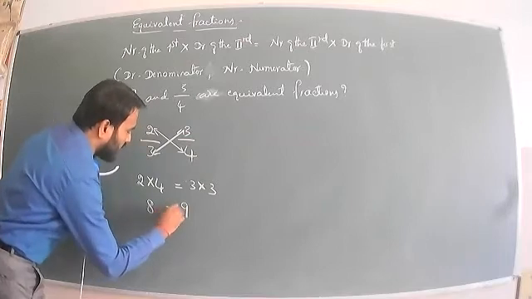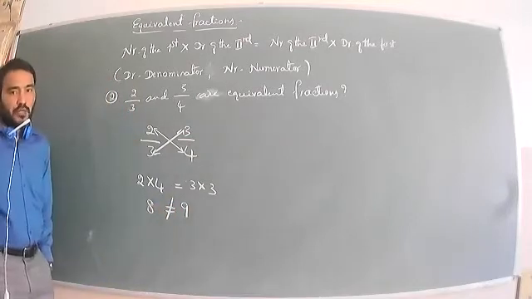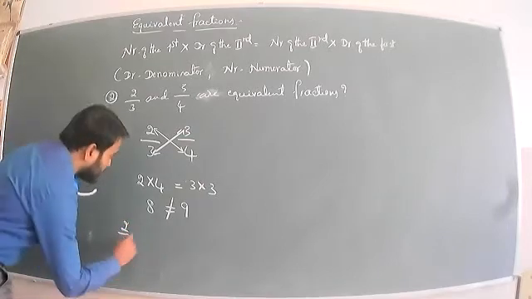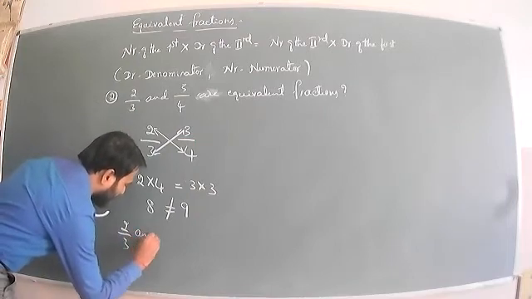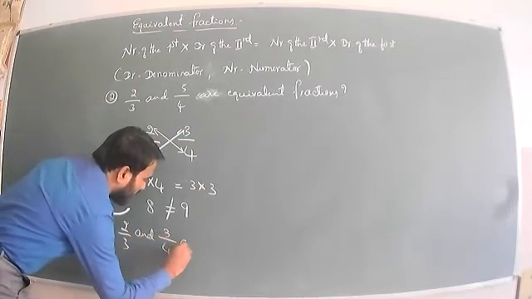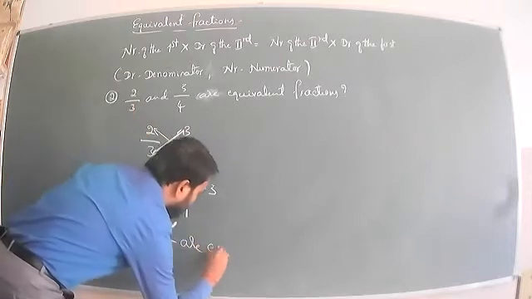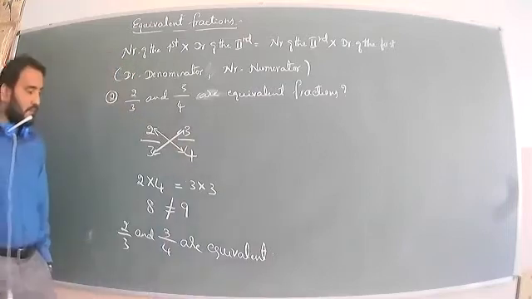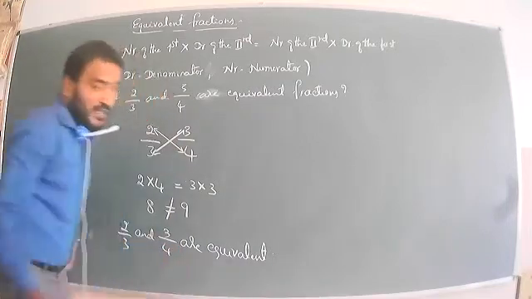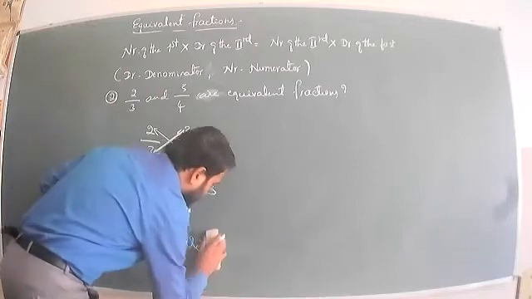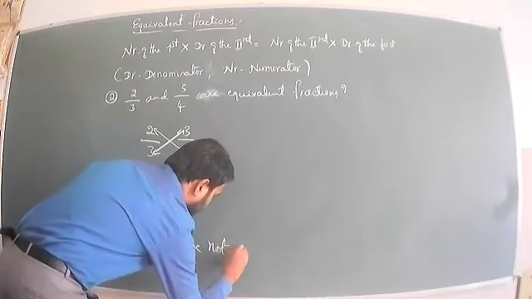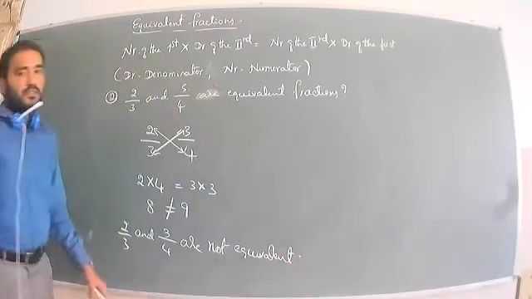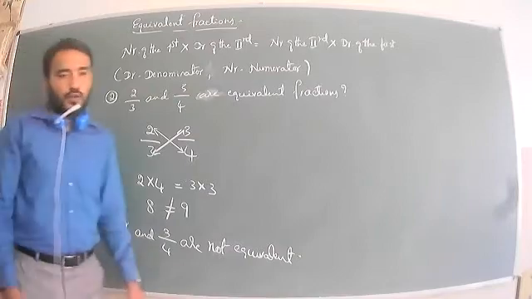So these are not equivalent. We should write: different products will come. So we can say that 2 by 3 and 3 by 4 are not equivalent. This is the answer. Okay, so I hope all of you understand.